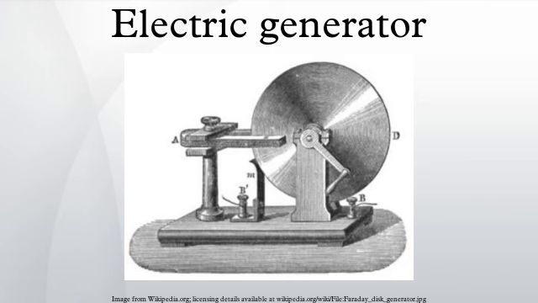Dynamo. The dynamo was the first electrical generator capable of delivering power for industry. The dynamo uses electromagnetic induction to convert mechanical rotation into direct current through the use of a commutator. An early dynamo was built by Hippolyte Pixii in 1832.